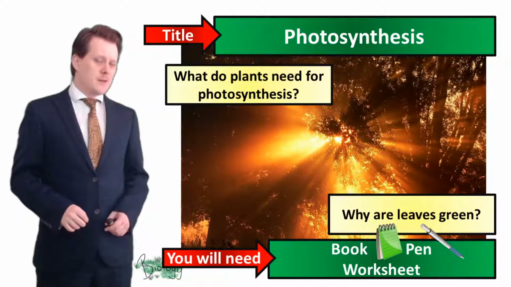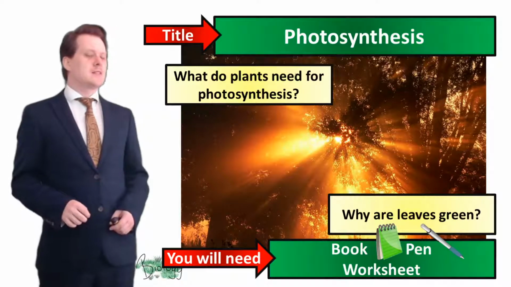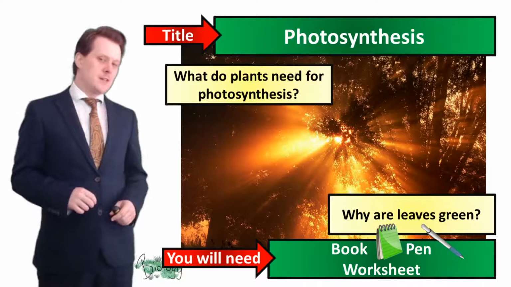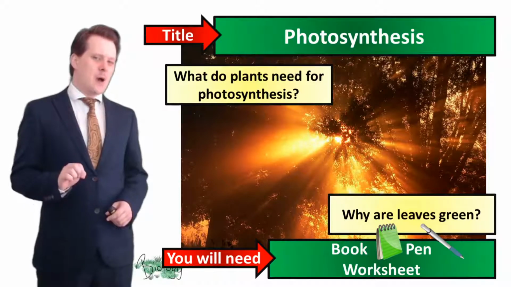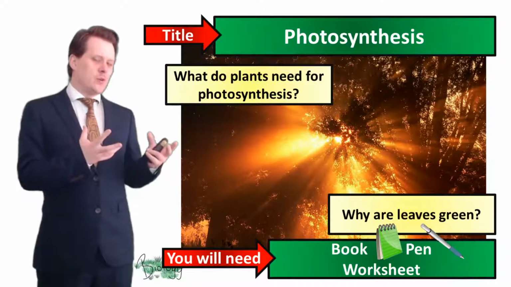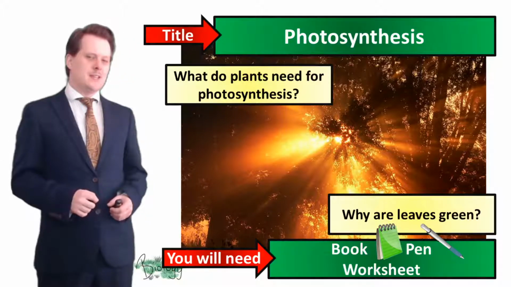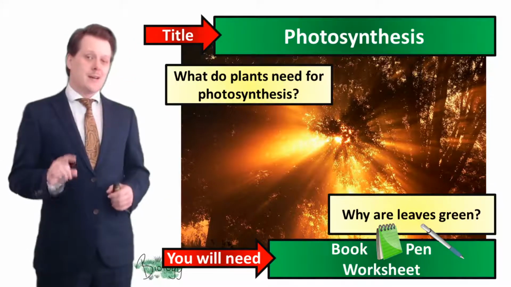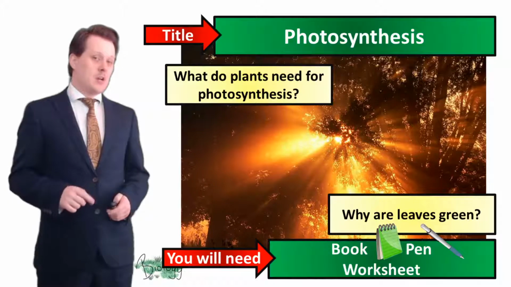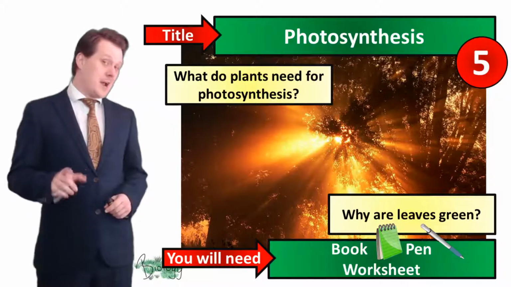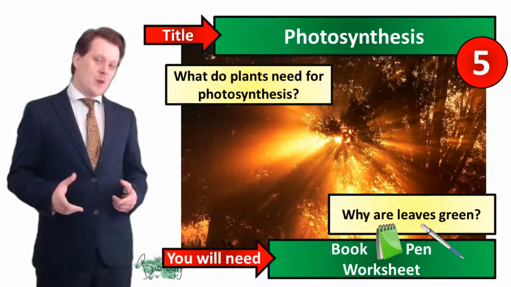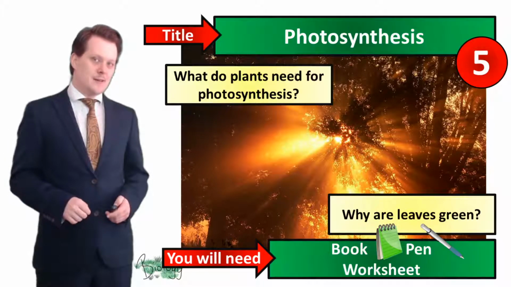For today's session you're going to need a book, a pen and worksheets which you can download in the link below. In your books I'd like to get down today's title, which is Photosynthesis, and for your starter activity I would like to answer the questions: what do plants need for photosynthesis, and why are leaves green? I'm going to put 5 seconds on the clock, and if you need more time, pause the video, and when you're finished we'll go through the answers together.